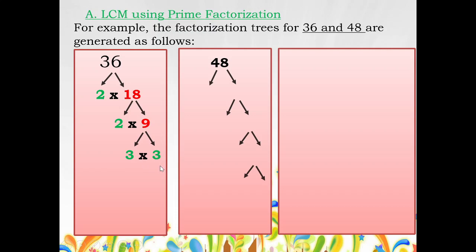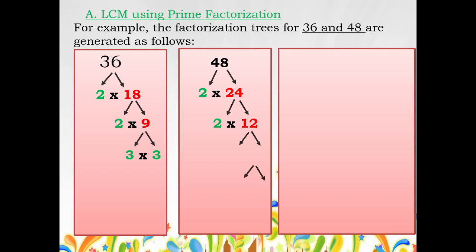Then, let's proceed to 48. To factor 48, let's use 2 times 24. 2 is already a prime number and 24 is a composite. So, let us factor again. The factor is 2 times 12. I used 2 times 12. You can also use 6 times 4. It's up to you. The result will be the same.